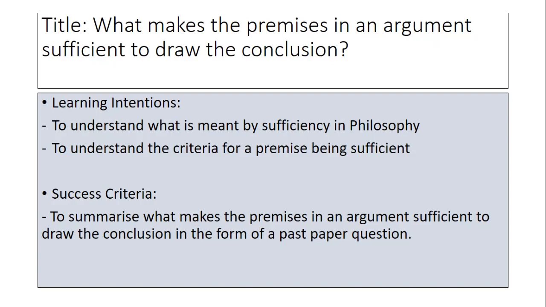So we've had a look at what makes premises accurate and acceptable and relevant in an argument. What we're going to have a look at in this lesson is this idea of sufficiency. What makes the premises in an argument sufficient to draw the conclusion?